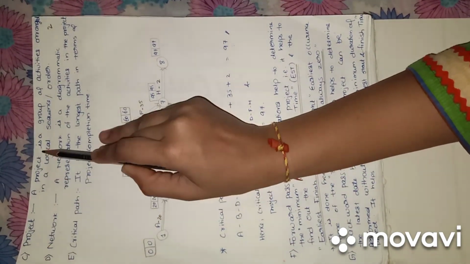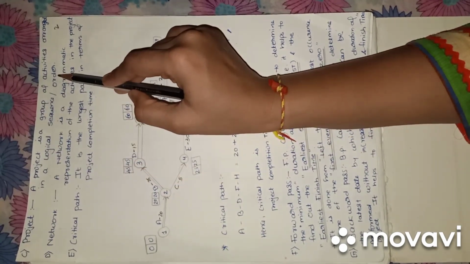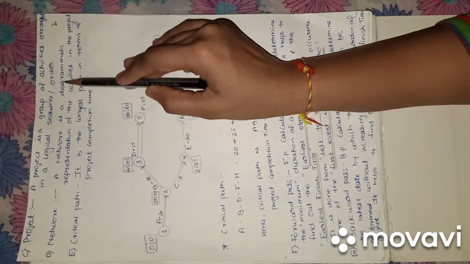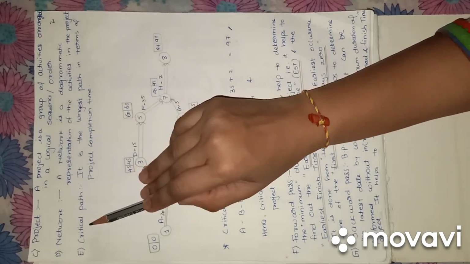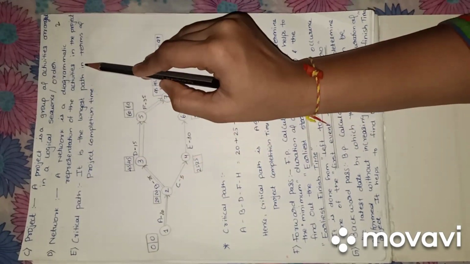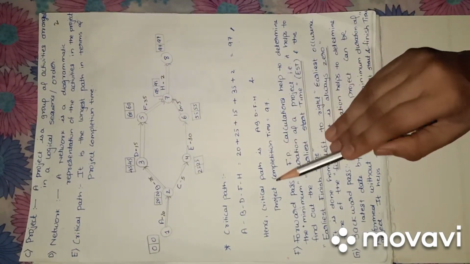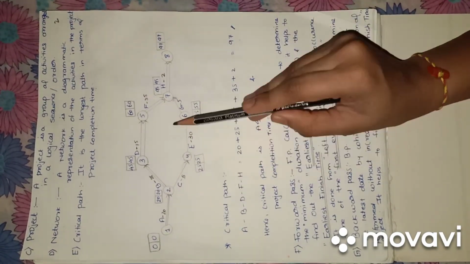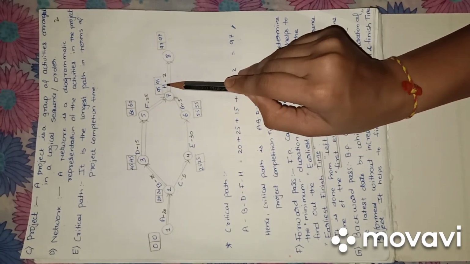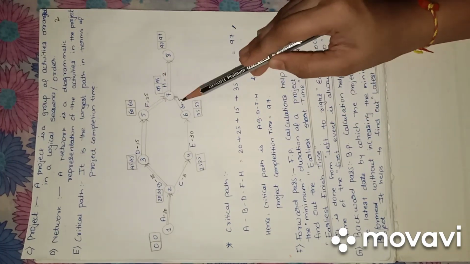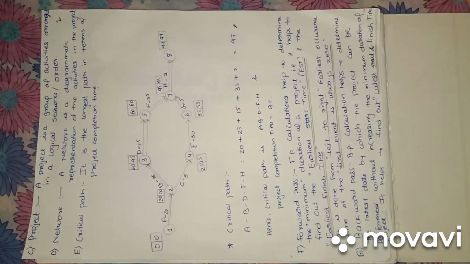Project: a project is a group of activities arranged in a logical sequence or order. Network: a network is a diagrammatic representation of the activities in the project. Critical path: it is the longest path in terms of project completion time. So this is a diagram. Here the critical path is A, B, D, F, H, which is the longest path and is called the critical path, and the project completion time is 97.